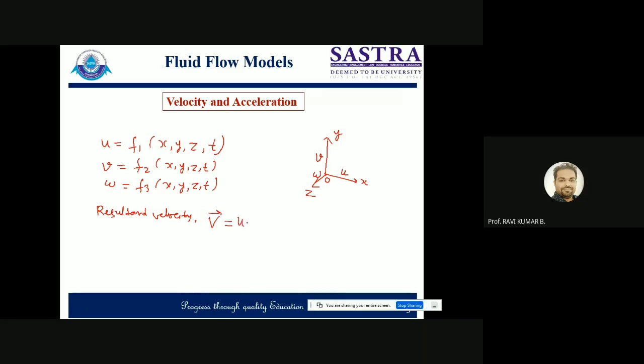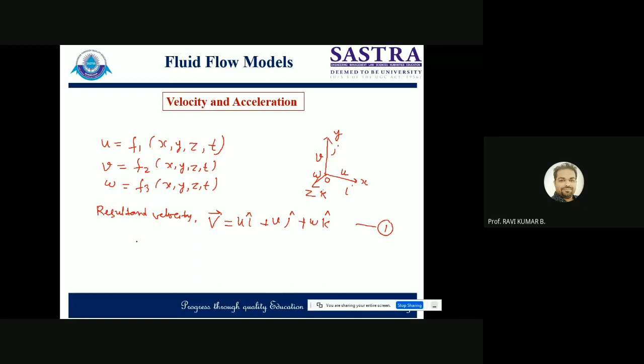So I will say u. Along X the unit vector is i, along Y it is j, along Z it is k. So V = ui + vj + wk. This is my equation number one. This is the resultant velocity vector which I got. If you want to find the magnitude of it, you have to take the modulus of that. This is the resultant velocity vector for a three-dimensional flow domain, where all three velocity components are there.